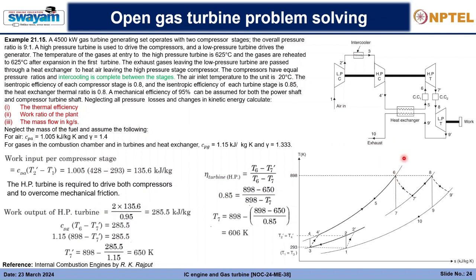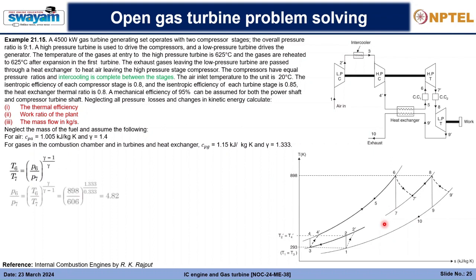Do we know the value of P9? Sorry, the pressure out here. But we know the total net pressure ratio, so we'll utilize that. You see how. T6 by T7 is equal to P6 by P7 to the power gamma minus 1 by gamma, and from here we get the value of P6 by P7 to be 4.82. Okay, then P8 by P9 we can directly calculate from this. So this is around P6 by P9, and we divide by P8 in both.